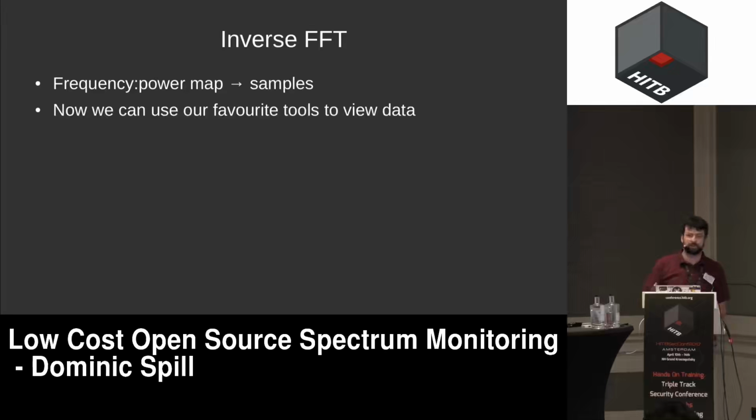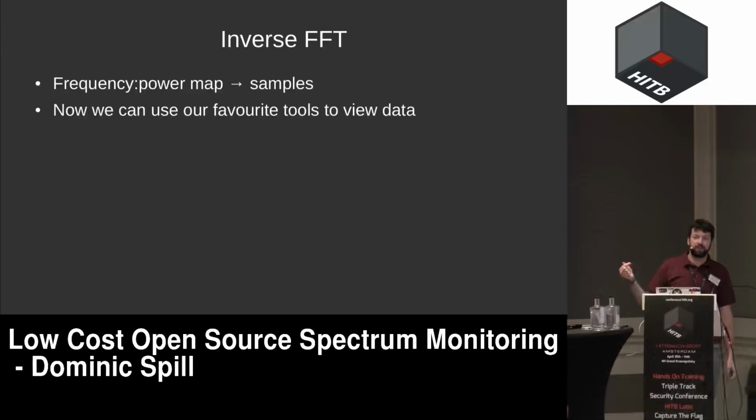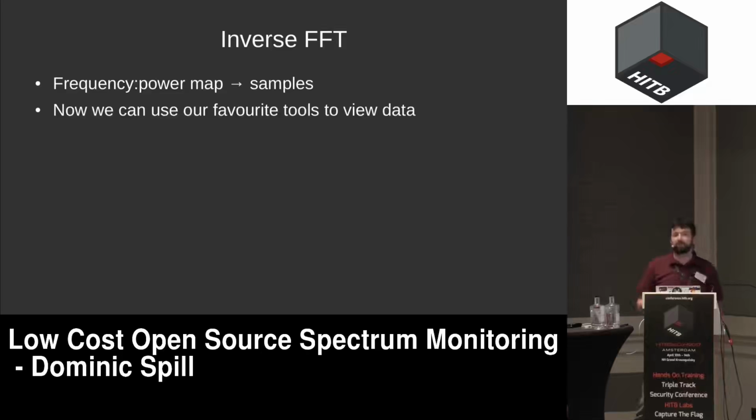If anyone's played with software-defined radio before, you've probably used GNU Radio Companion. You're used to various visualization tools that are in there, and it might be nice to get data into those. Previously, what we did was tune to a frequency, take some samples, and perform an FFT, which gave us that frequency to power map that we could plot. Now, the FFT is a reversible function, so we can convert the output of that power map back into samples. The question is, why would we want to do this?